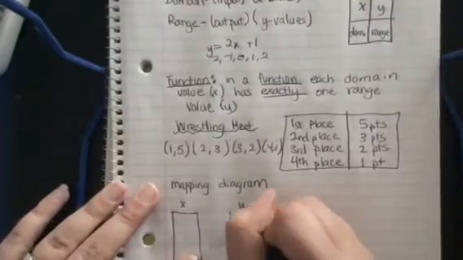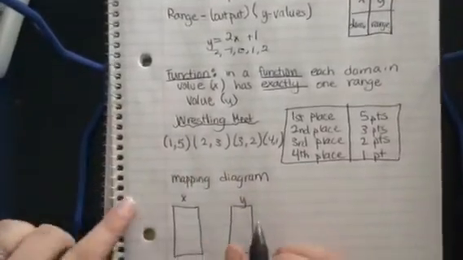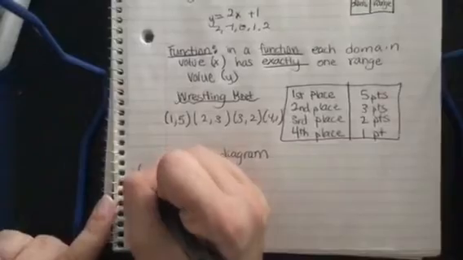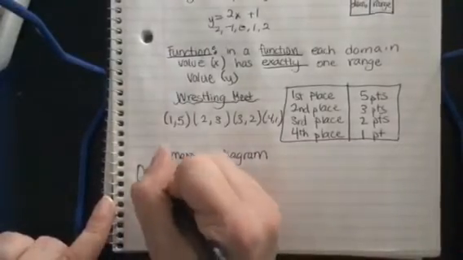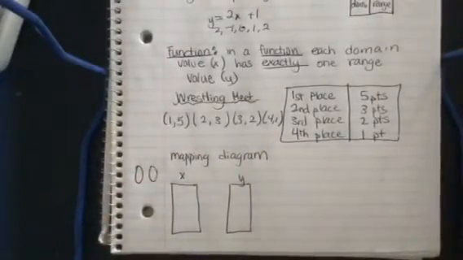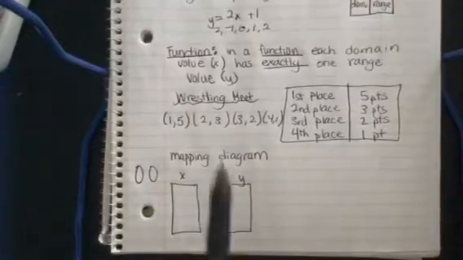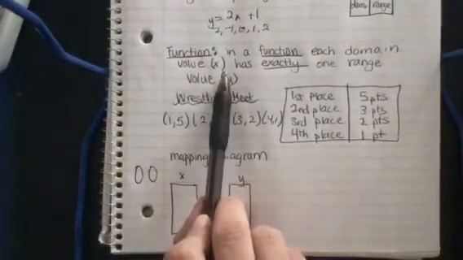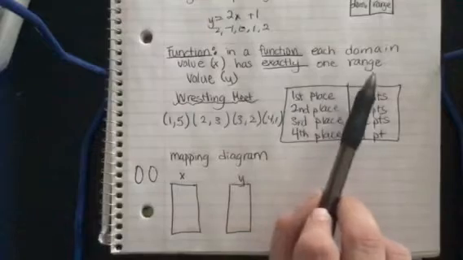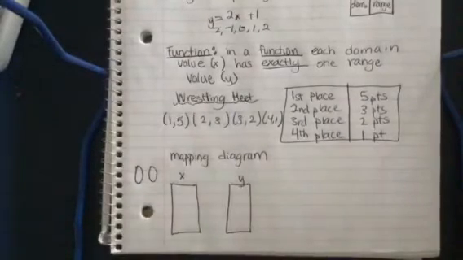Some of your worksheets, it's actually an oval. You don't have to draw this oval off to the side, but some of your worksheets, it kind of looks like this instead. It really doesn't matter. But we're testing: does each domain or x value have exactly one range or y value? That's the question we're asking to see if it's a function.